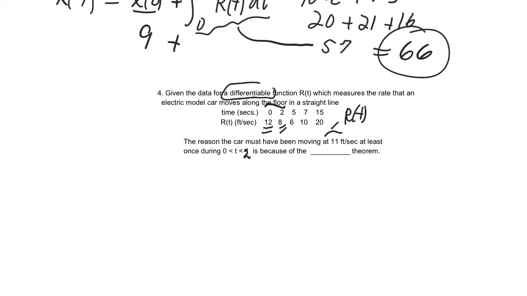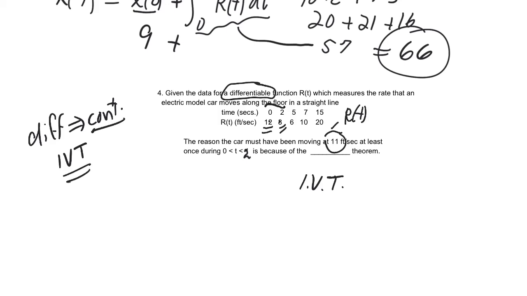Because r is a differentiable function, that basically implies that it must be continuous. And if it's continuous, it has what is known as the intermediate value theorem. It has to hit all the y values between 12 and 8. Well, 11 is such a value between 12 and 8, so the answer to this is the intermediate value theorem. We know that the function is differentiable, therefore it's continuous, therefore it must hit all the y values going from 12 all the way down to 8.